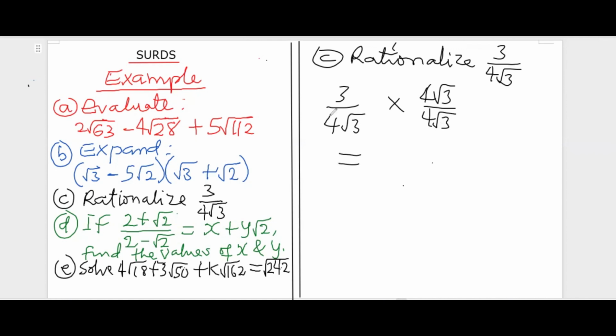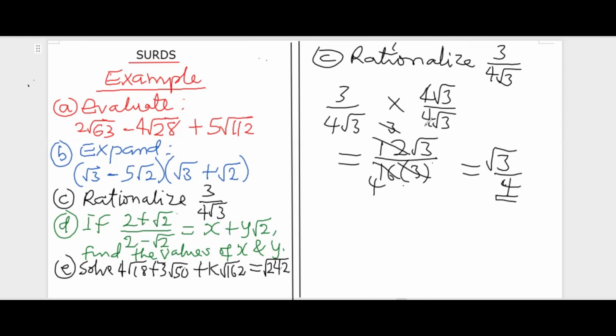So we say 3 times 4 root 3, that is 12 root 3, over 4 root 3 times 4 root 3. 4 times 4 is 16, and root 3 times root 3 is root 9, which is 3. So from here, 4 and 16 reduce to 1 and 4, and 3 and 3 cancel out. So the result is root 3 over 4, or you simply say 1/4 of root 3. So we have this result.